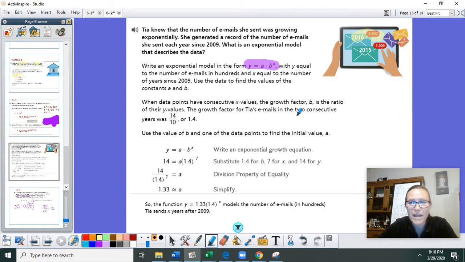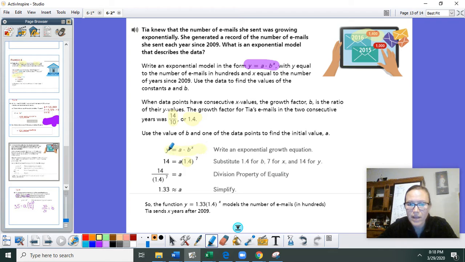And so by using some front-end estimation, we can be in the hundreds. So we're at 1,400 over 1,000. Those are consecutive y values. We can divide them in order to get the growth factor. So we'll use 1.4 as our growth factor. You see that appear right here.